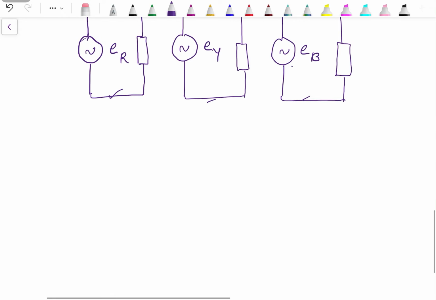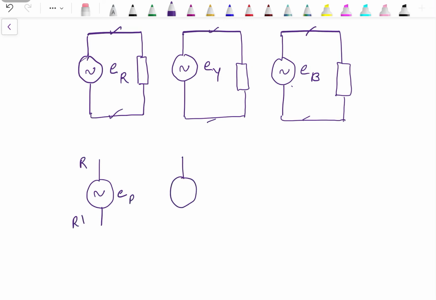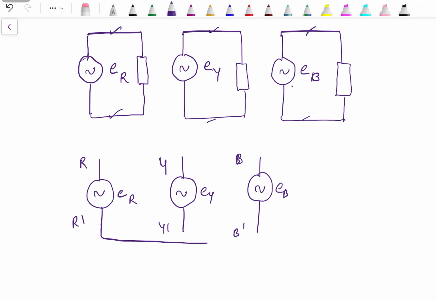Now for star connection means the similar ends are connected at same point. Let's say this is R, this one is R dash, Y, Y dash, B and B dash. The similar ends have to be connected at same points, and then three terminals are available for the connection of load.